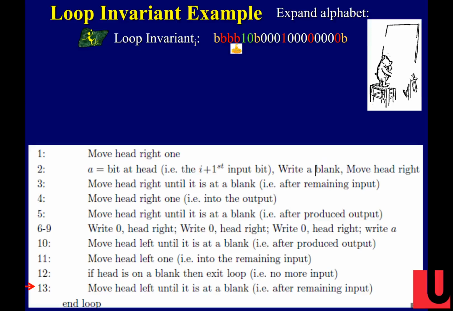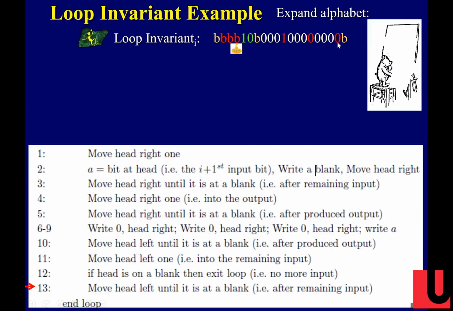Sir, can you repeat what happened in line 6 to 9? In 6 to 9, the head was here. We wrote that 0, we moved right. We wrote that 0, we moved right. 3 times. 0, 0, 0. We wrote them, we moved right. And then we took the value of A that was here and we wrote it.